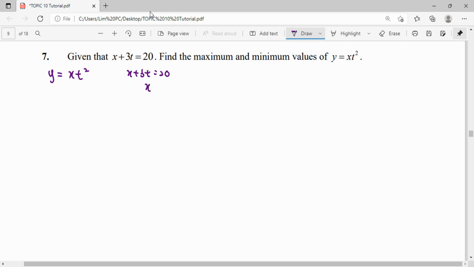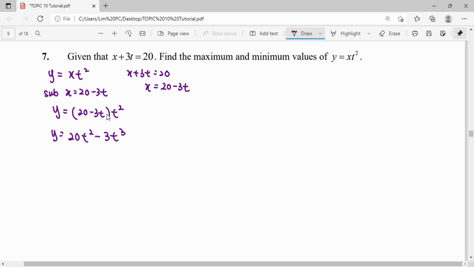So from here we can express x as the subject in terms of t. It will equal 20 minus 3t. So we can substitute x equals 20 minus 3t into our y equation, so that our y equation is only in terms of t. So it is in terms of a single variable, so that later on we can differentiate with respect to t. We simplify our equation. This will give us 20t squared minus 3t cubed.